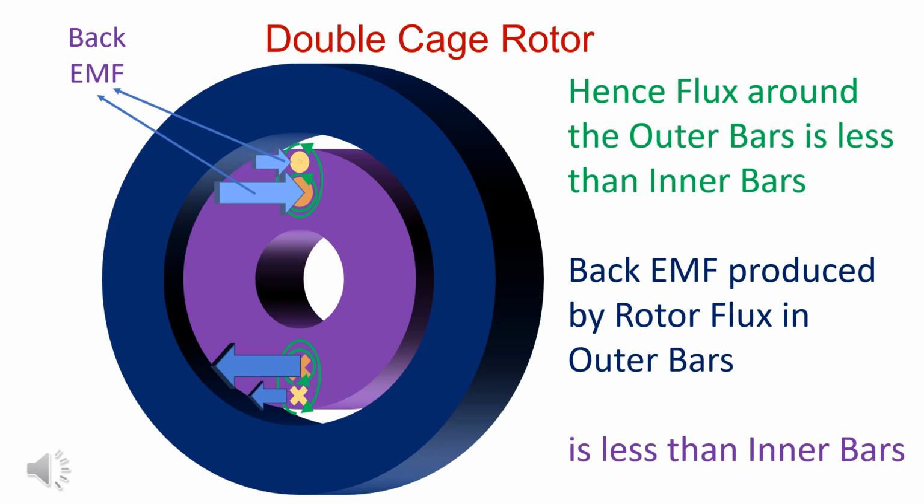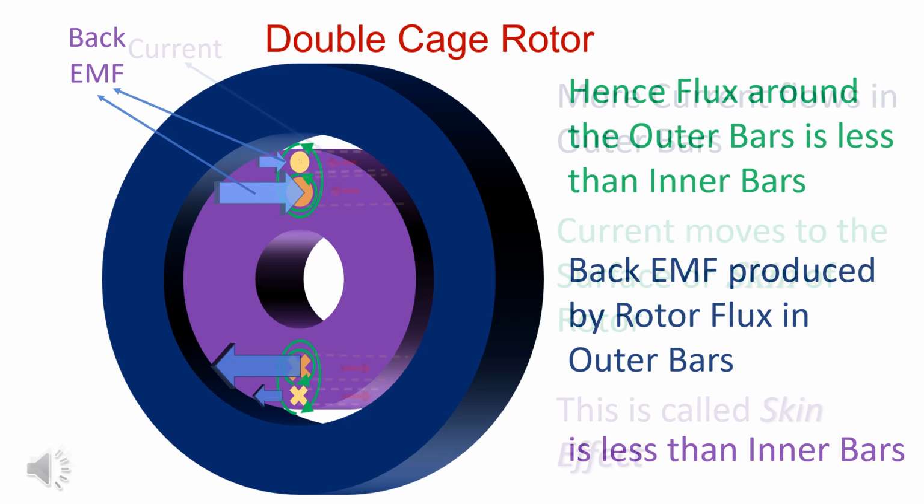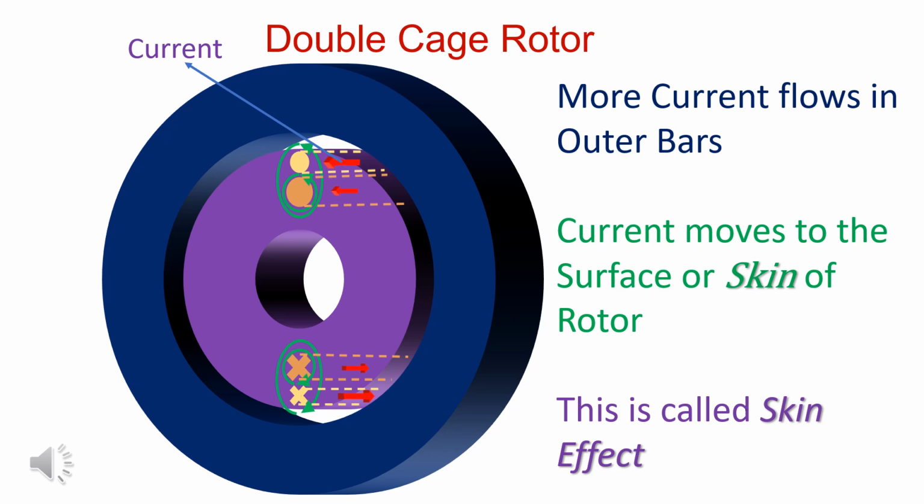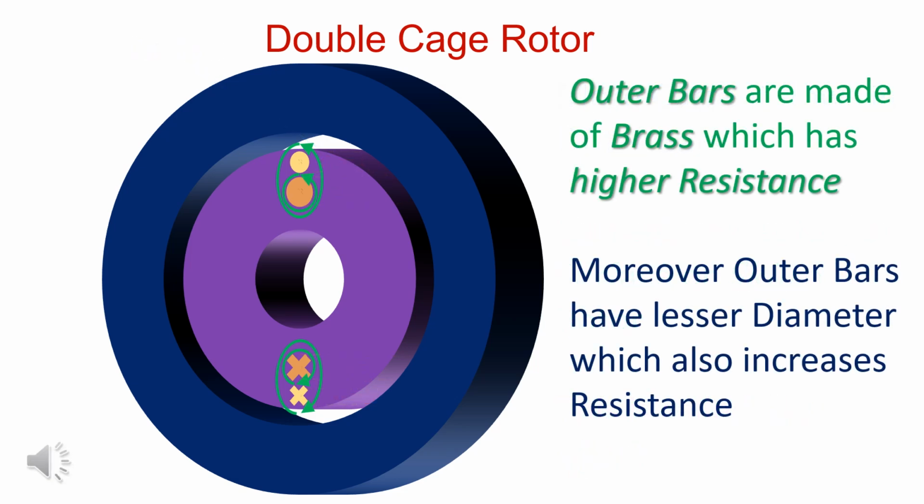Back EMF in inner bars is more than outer bars due to more flux around them. Hence, current increases in outer bars and decreases in inner bars. Outer bars are made of brass, which has higher resistance. Moreover, outer bars have lesser diameter, which also increases resistance.